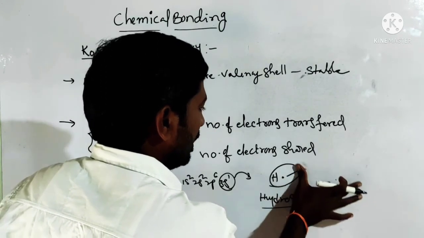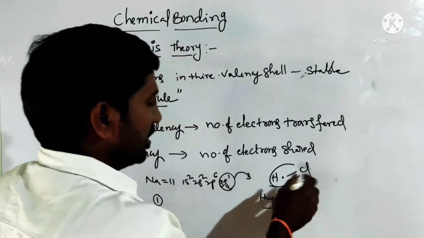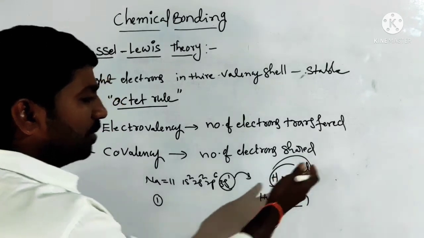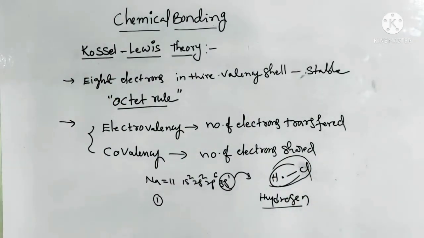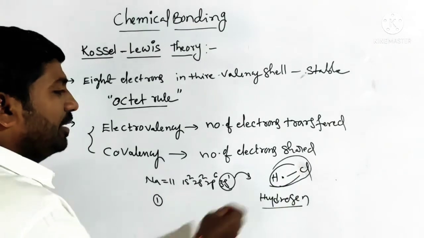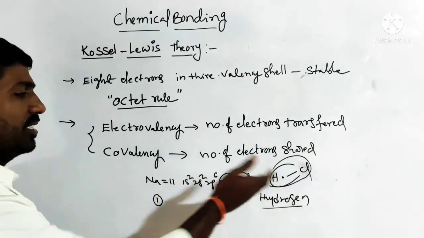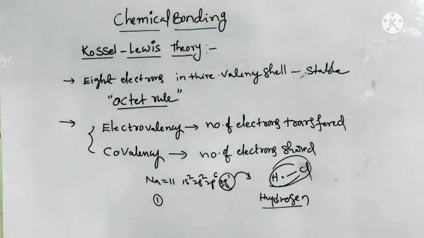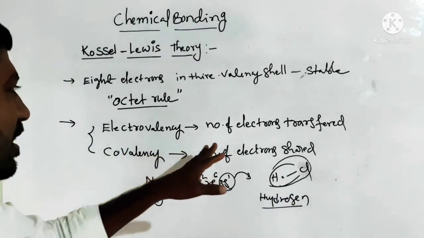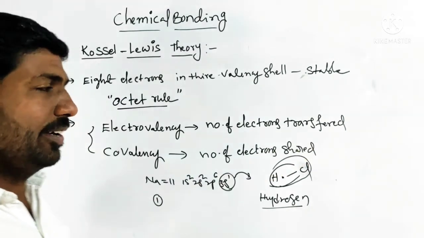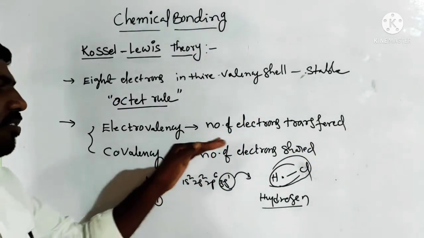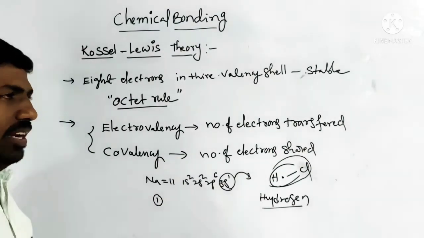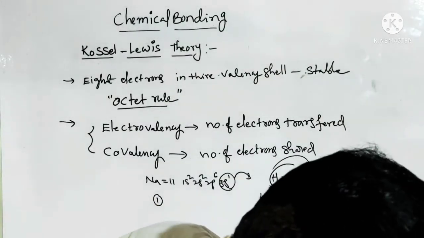HCl molecule, we know HCl, hydrochloric acid. Only 1 electron is shared between the 2 atoms. So 1 electron shared means the covalency of this atom is only 1. So electrovalency is the number of electrons transferred. Covalency is the number of electrons shared. Okay.